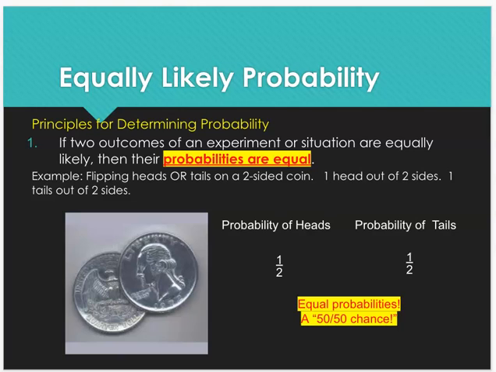All right, just a little refresher. What does equally likely probability mean? It means if two outcomes of an experiment or situation are equally likely, then the probabilities are equal. An example of that is coins.